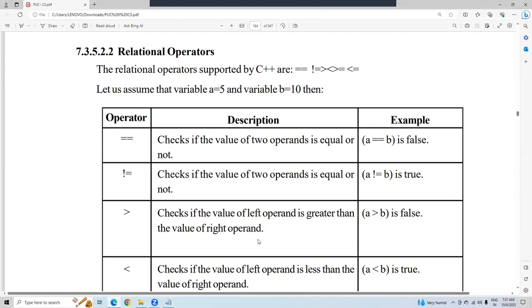And relational operators are used for comparisons. The comparison between two operands for greater, lesser, equality. Based on that comparison, it will return either true or false, which is called a Boolean value. So in programming, especially in C and C++, this double equal to sign, we call it as "is equal to".